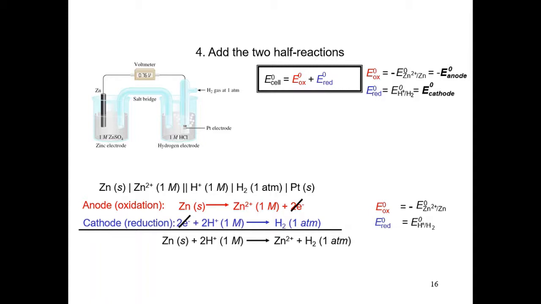Now, what do we see in this process? We see, therefore, that since we have the potential at the cathode plus minus the potential at the anode, the equation therefore becomes the potential for this cell equals the potential of the cathode minus the potential at the anode.